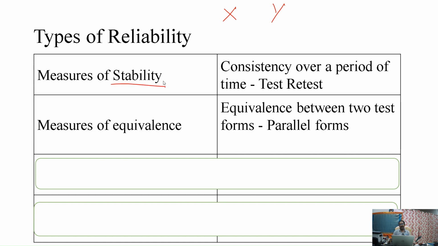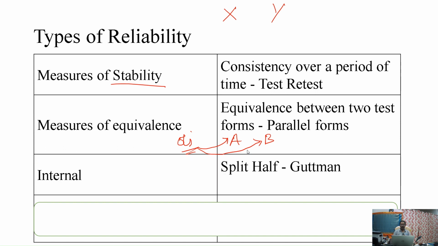Measures of equivalence. Suppose we prepare test A and test B based on the same objectives. We can have one set of questions in question paper A and different questions in question paper B, which have the same outcomes and objectives, based on Benjamin Bloom's taxonomy. If you go for the reliability of A and B, that is called a measure of equivalence. Stability is for time period, and equivalence is for two different sets of questions having the same objectives.